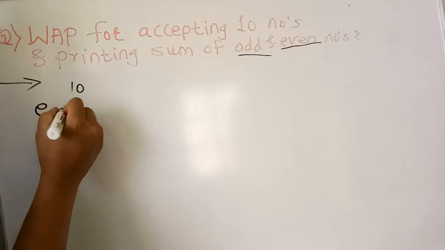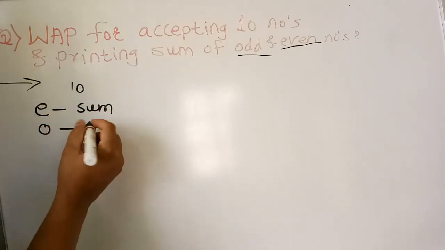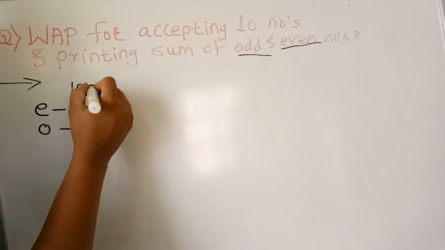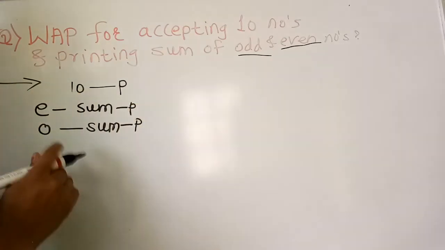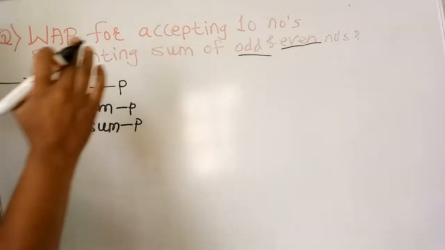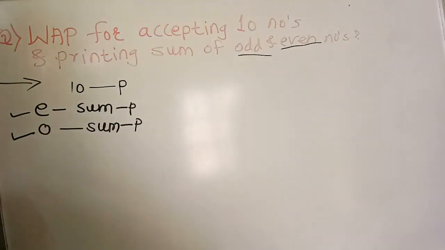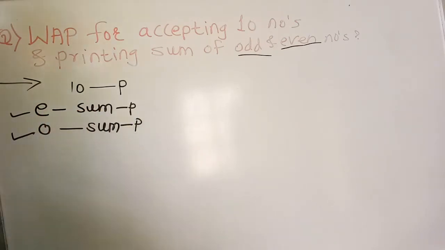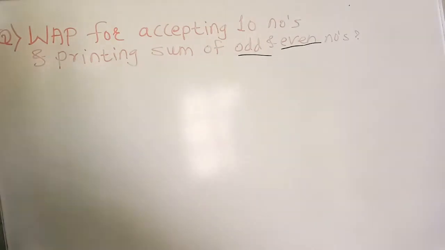Means you have to find even numbers and calculate their sum. You have to find odd numbers separately and calculate their sums. Means you have to print the 10 numbers, then the even sum and the odd sum. These are the separate terms. Means from the same logic, you have to separate the even numbers and odd numbers, and then you have to add them separately and display their sum. For that purpose, we have to think on that logic.